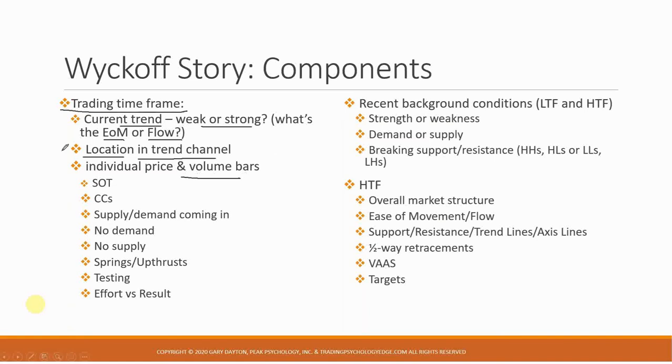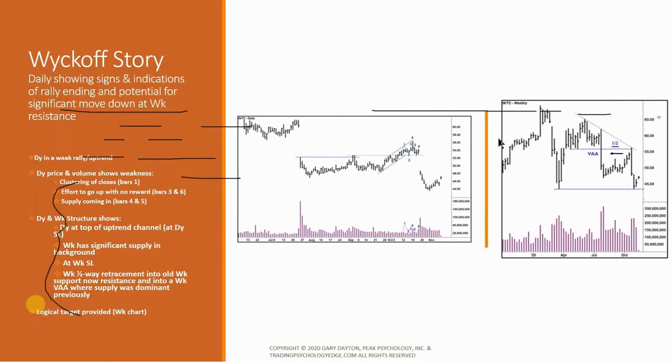We do it also on the higher time frame, but this is all the stuff we talked about, from shortening of the thrust to effort versus result. We also want to look at recent background conditions on both the lower time frame and the higher time frame, assessing strength and weakness, demand and supply, broken support and resistance. We did that here, right? On this, we looked at the higher time frame weakness, and we're coming back into the weakness. We're also seeing the weakness on the smaller time frame.